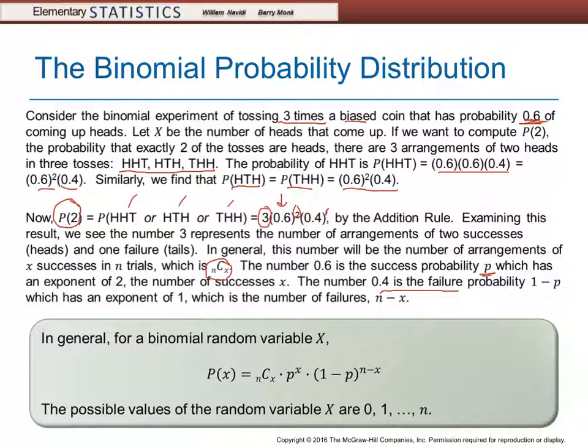So, in general, the formula for calculating X successes is the number of ways that I can choose X out of n trials, times the probability of success times the probability of failure, raised to their various exponents of successes and failures.